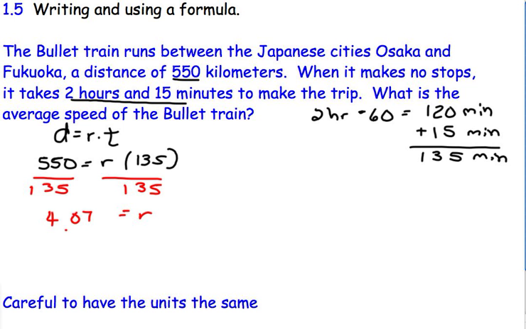Now, we've got 4.07, but then we need to make sure that we give our unit of measure, because not only the number is important, but the unit of measure is important. So we were dealing with distance, which was in kilometers, km. And 135 was the time, represented in minutes, and we divided by that to get our answer. So it is 4.07 kilometers per minute. And if you got a different unit of measure and a different answer, you could still be right. You could do kilometers over hours, but you'd have a different answer, of course.